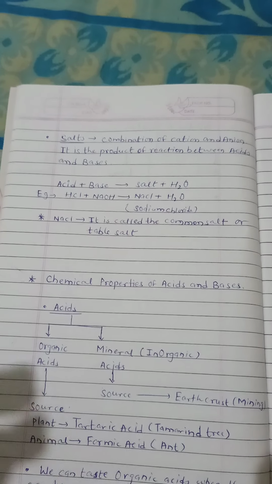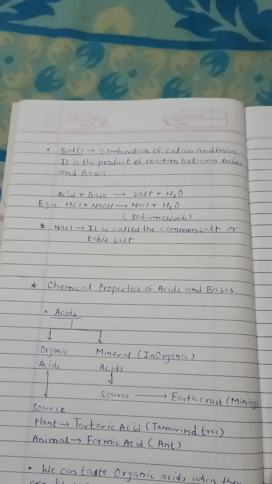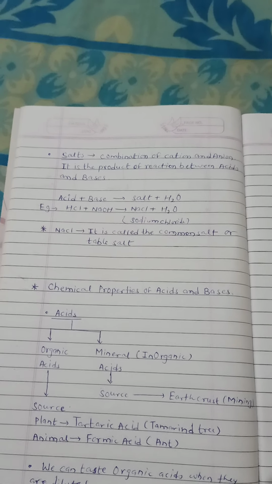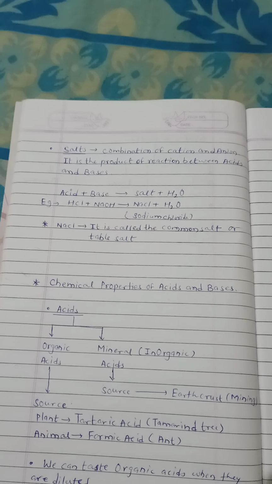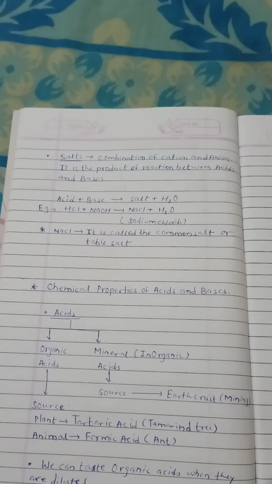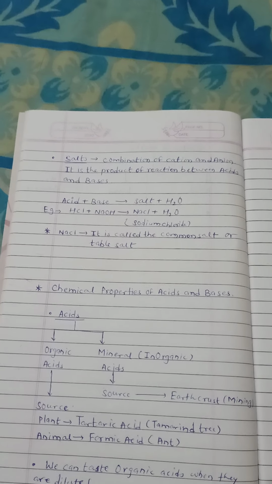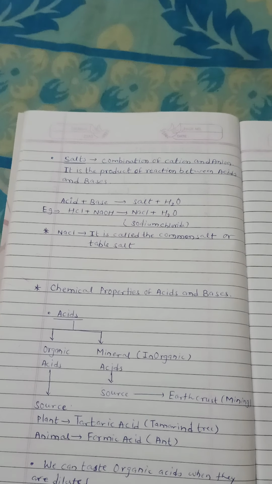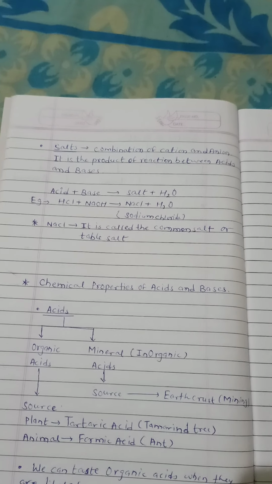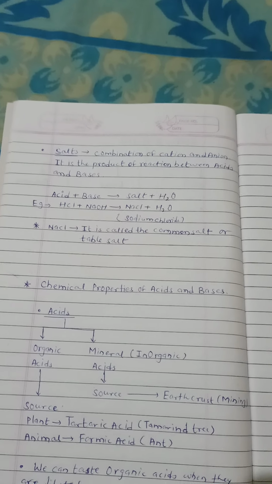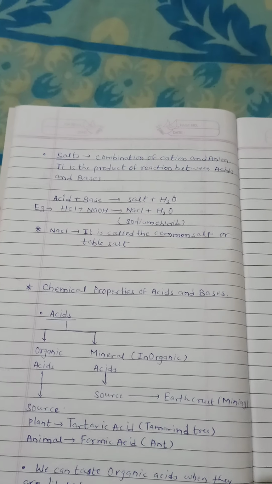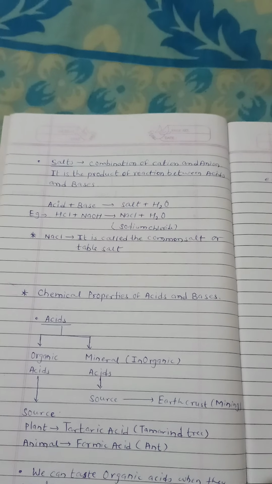Salts are a combination of cations and anions. Cations means what? Any element, basically a metal. Any element containing positive charge is called a cation, and these cations are mostly metals, just like sodium, magnesium, calcium. They possess positive charge by donating their electron. So any element which possesses positive charge by donation of electron is considered a cation. And the cation in a salt is basically a metal.